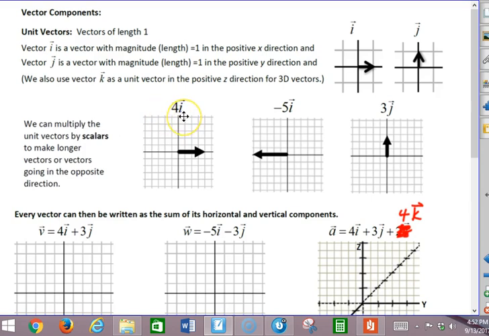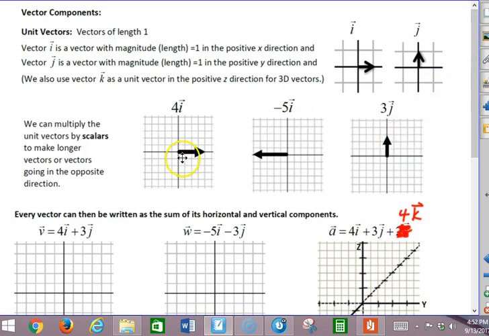So if we have a vector that has i in it, it's still going in the x direction, but then the number in front tells us how long the vector is. So this is a vector of length 4 in the i direction. And the negative 5 tells us this is a vector of length 5 in the negative x direction. And then 3j tells us we have a vector of length 3 in the positive y direction.